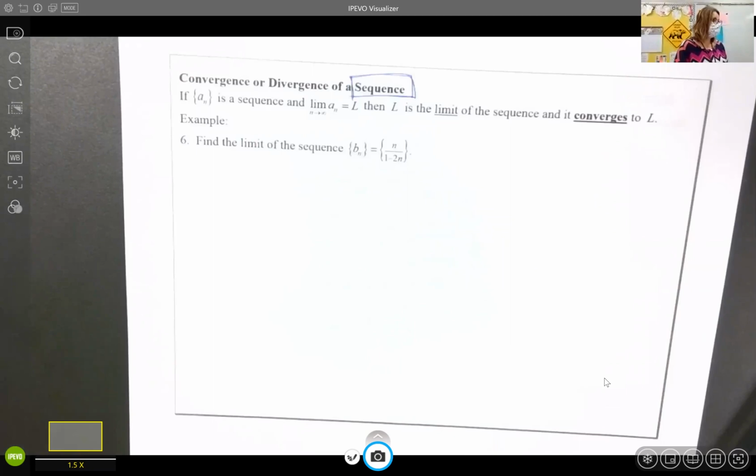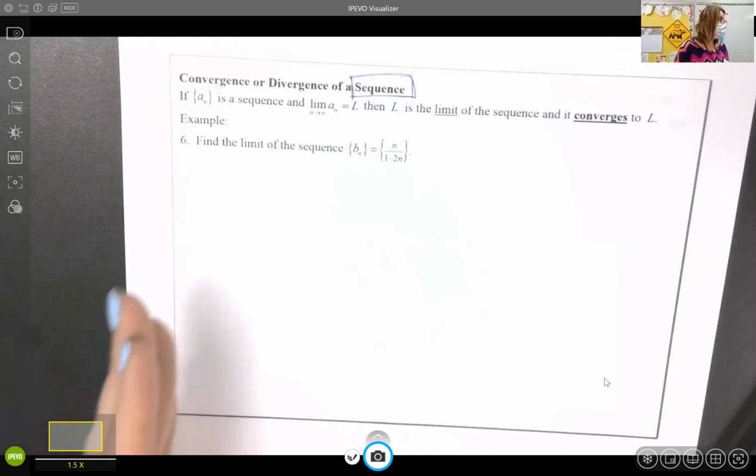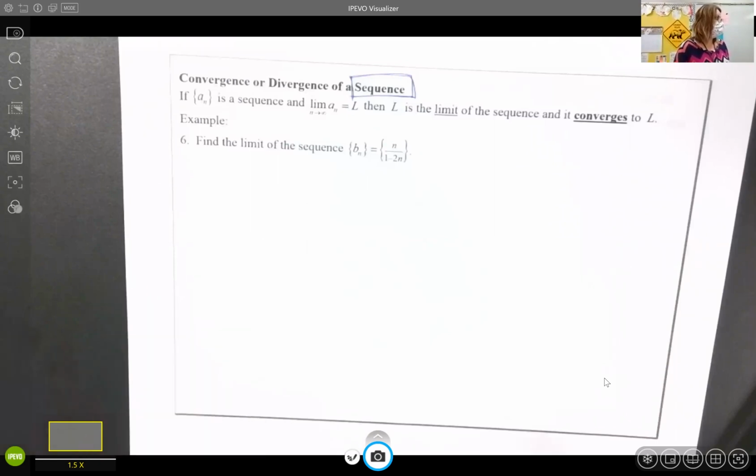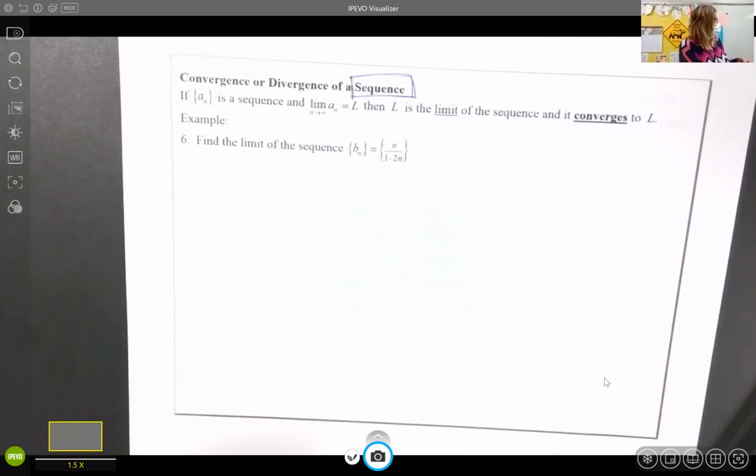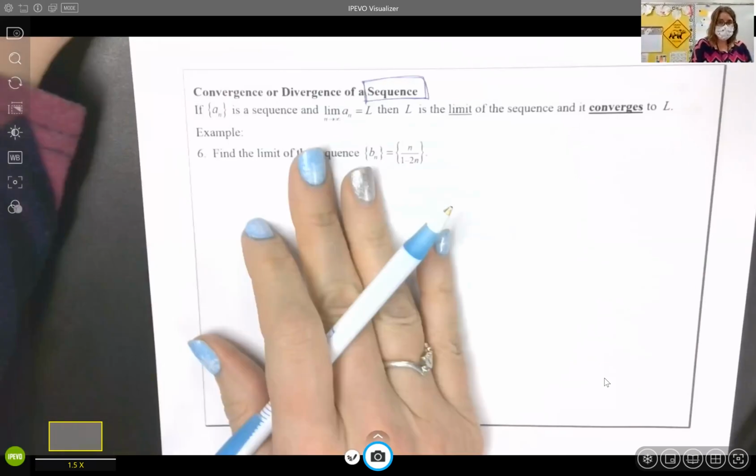list of numbers. A series, which we start learning tomorrow, is when you add the numbers together. It's a sum of the numbers. Okay? So when we talk about convergence or divergence of a sequence or convergence or divergence of a series, it's two totally different things, and you have to look at the wording really carefully on every problem. Does it say sequence or does it say series? Okay? So here we're just talking about sequences for now.